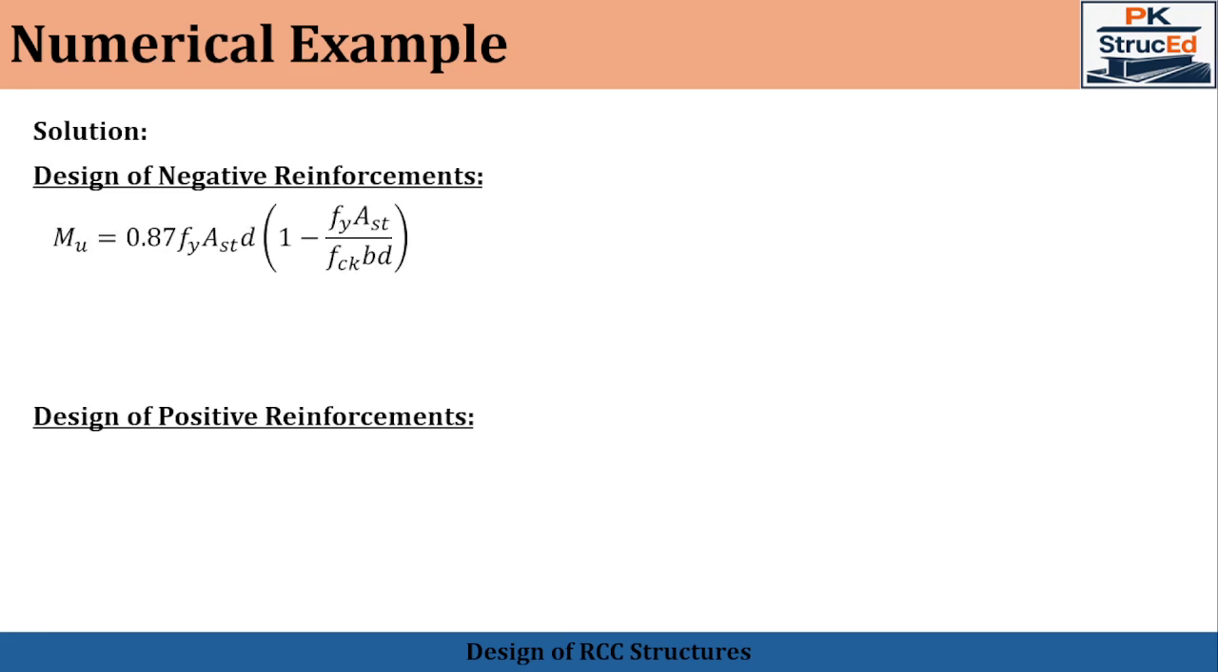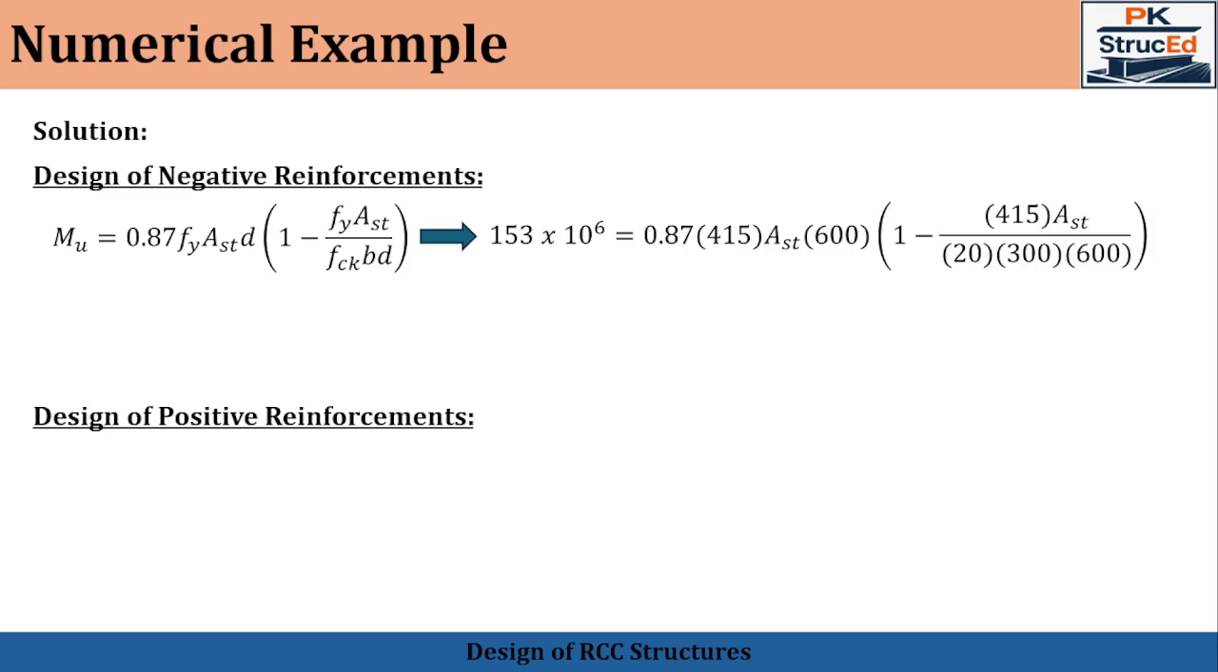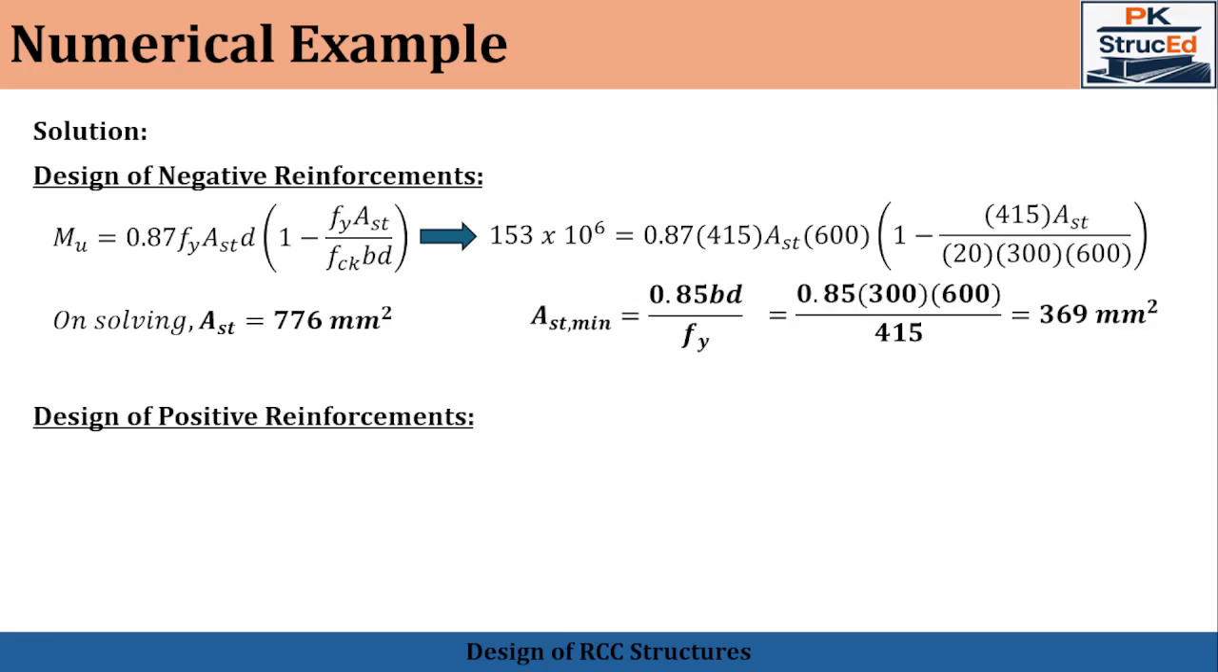So using Annexure G 1.1, since it is under reinforced, substituting the value of the negative bending moment, we will get the Ast required as 776 mm squared. And checking with the minimum Ast condition of 0.85 bd by fy, we get that value as 369 mm squared. So the calculated Ast is greater than the minimum Ast requirement. Therefore, we can provide the reinforcement for this 776 mm squared.